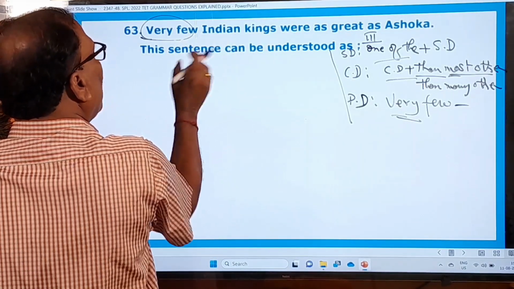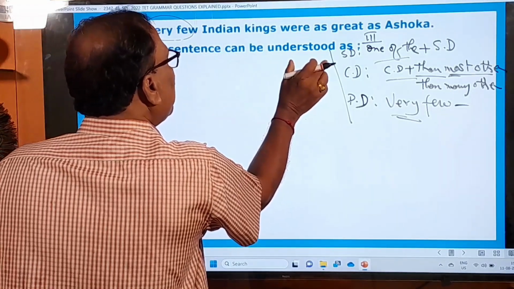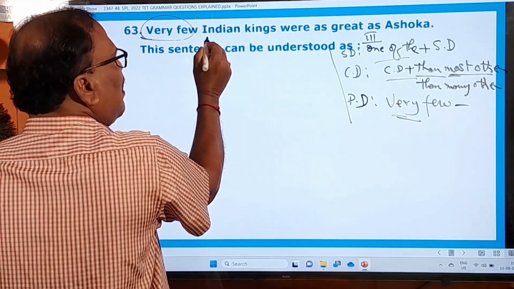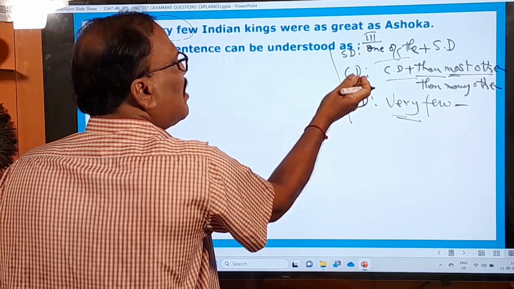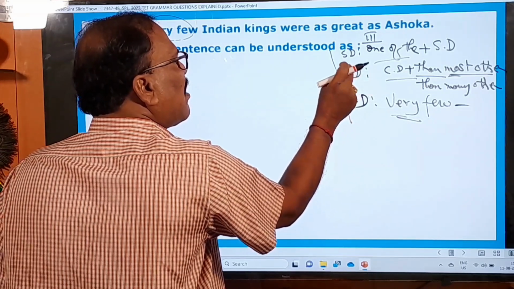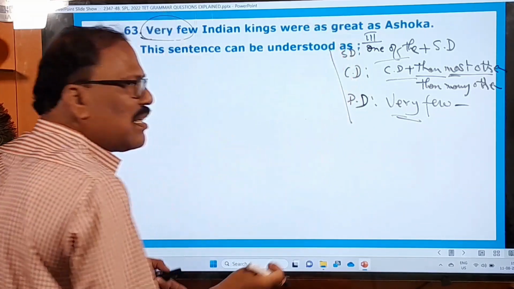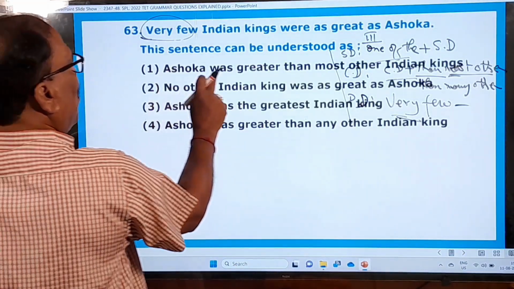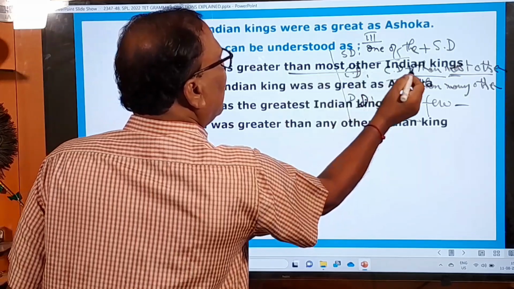Okay. Now he is asking, this sentence can be understood as, we can say, this is the positive degree. Maybe he might give you the answer sentence in the comparative degree or superlative degree. Let us check that. Let us see the options. Ashoka was greater than most other Indian kings.